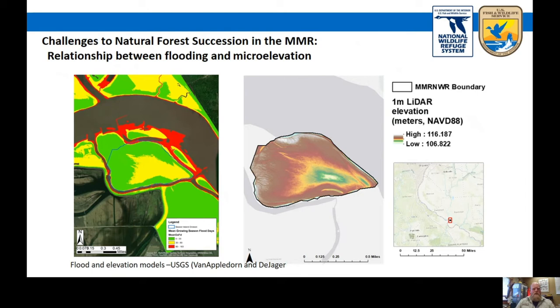A little bit more about that Van Apeldoorn model. Flood and elevation models produced by the USGS. Maps of our Beaver Island division in Randolph County depict how LIDAR digital elevation models on the right are utilized to formulate these inundation models. You can see how the lowest elevation LIDAR, the white in the middle of the unit, is depicted as the most flooded zone within that unit. We use modeling data like this to spatially plan where we do our plantings or management actions.